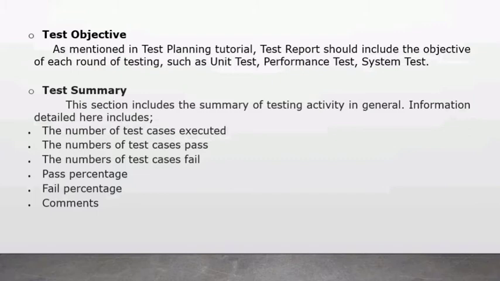In test summary, we have here the summary of the testing activity that we created. We have the number of test cases executed, the number of test cases passed, the number of test cases failed, pass percentage, fail percentage, and also the comments. We also have the information that happened during the process of our project. This information should be displayed visually by using color indicators, graphs, and highlighted tables.